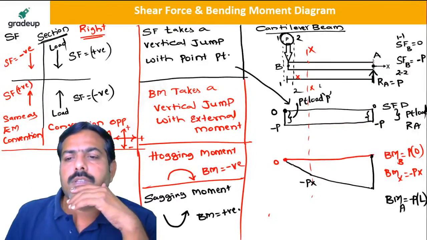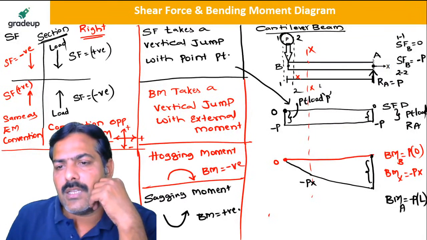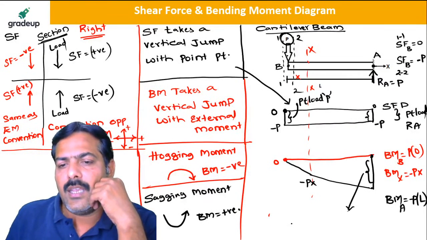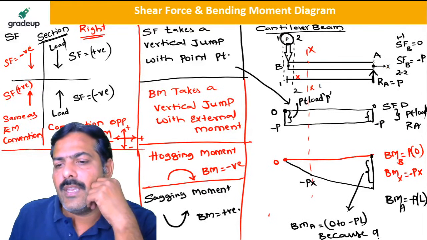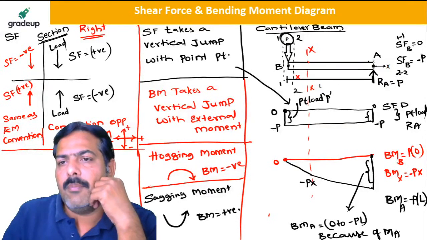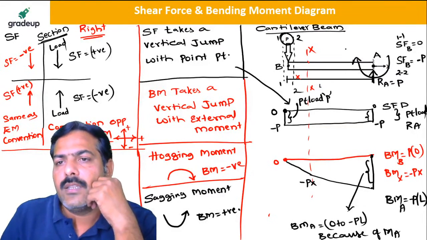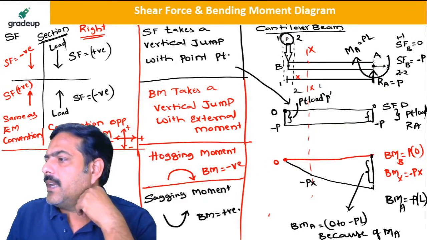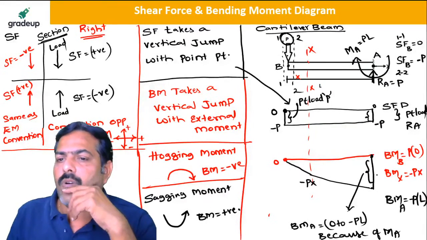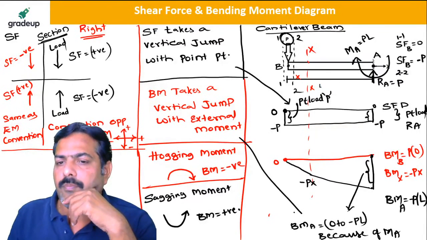If the beam is bending up, you take the bending moment as positive. That's it. So now you see that there is a vertical jump at A, and the bending moment at A goes from 0 to minus PL. Because of what? Because of MA. There is a moment reaction at this point, and because of this MA, there will be a vertical jump. Is it clear now?